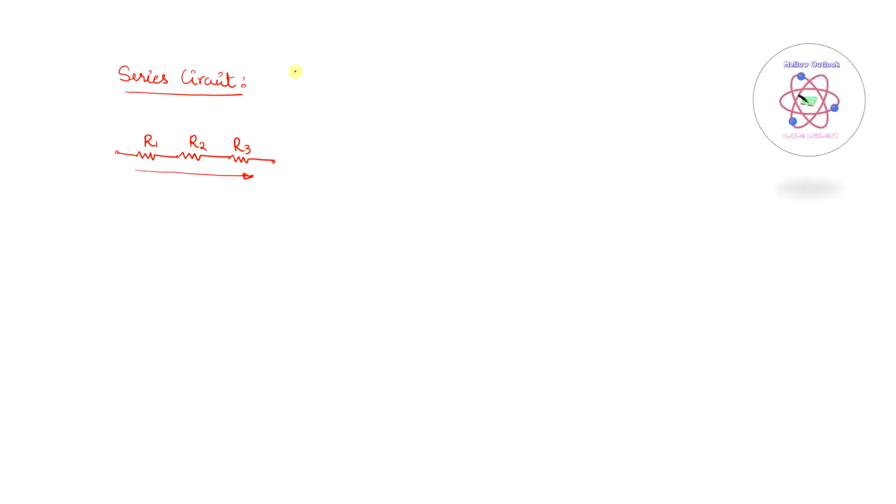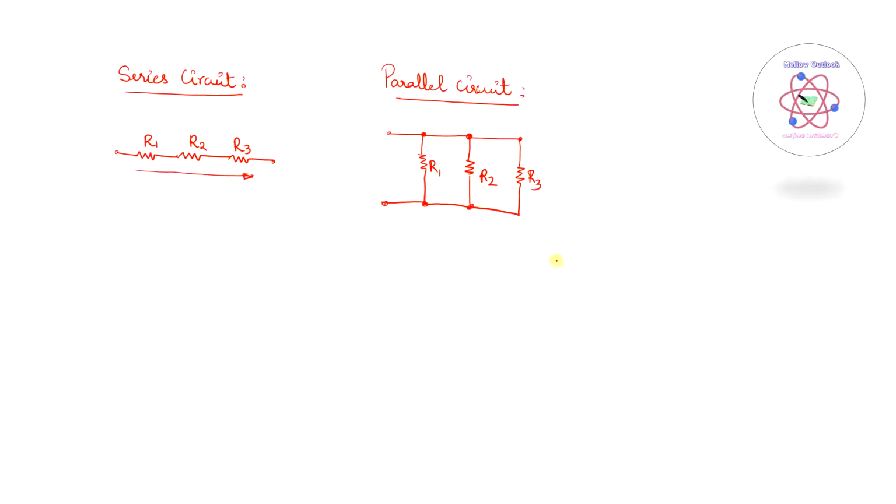Whereas in a parallel circuit, three resistors R1, R2 and R3 have two sets of electrical points that are common between the various components that are connected. As you can see, this point is common to this point, whereas in this case the other end of the resistor is common to this point, to the resistor R2, and this point is common to the resistor R3. In the parallel circuit, we will have multiple paths for the flow of current.